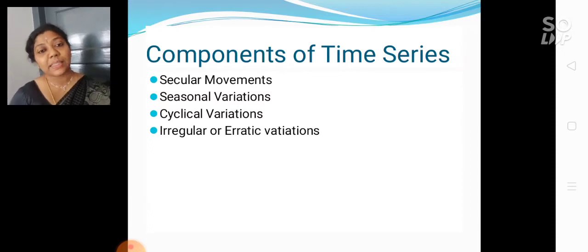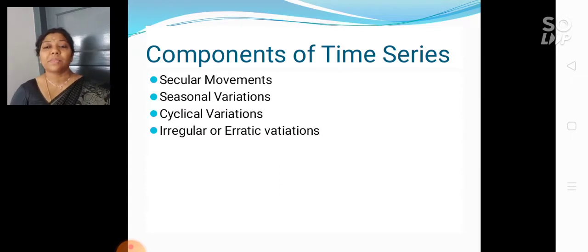And the second one is seasonal variation. Changes that are taking place during the 12 months as a result of changes in climate, weather, etc., that is called seasonal variation. So first one is secular movement, second one is seasonal variation.